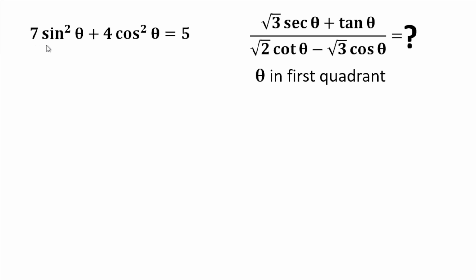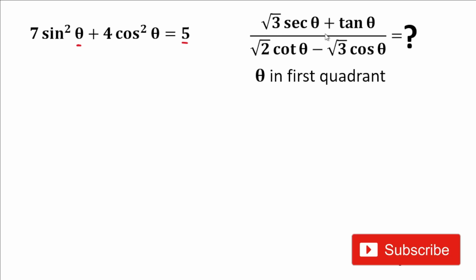And here it is: 7 sin square theta plus 4 cos square theta is equal to 5. Then we have to find the value of (square root 3 sec theta plus tan theta) divided by (square root 2 cot theta minus square root 3 cos theta). And here it is also mentioned that theta is in the first quadrant. So let's start the video.